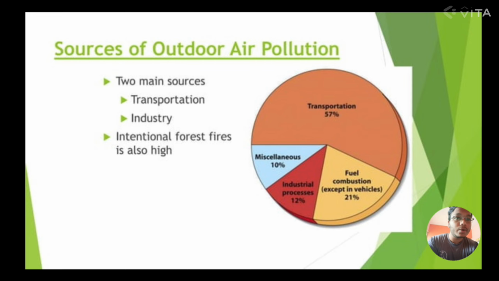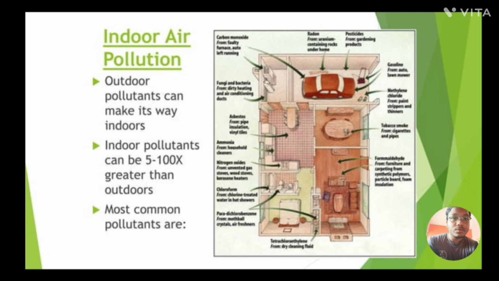Sources of outdoor air pollution. Two main sources are transportation and industry, and the last one, intentional forest fires, is also high. Transportation accounts for 57% of pollution, and fuel combustion is 21%, excluding vehicles. Industrial processes are 12% and machinery is 10%.